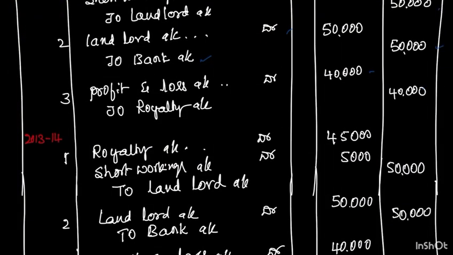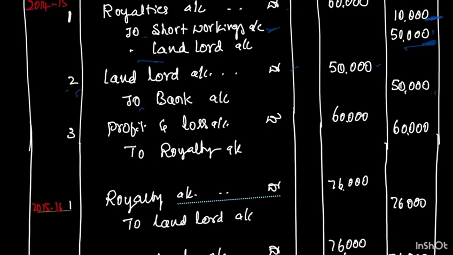Again royalty account debit, short workings account debit, to landlord account. This is the 45,000, 5,000 and 50,000. Landlord account to bank account, that is transferred, and whatever the royalty amount is, that is to be transferred to profit and loss account. The third entry: profit and loss account debit to royalty. The first column, the actual royalty that we have written, is to be taken here. Even though 10,000 is adjusted, 50,000 is not to be considered. The first column amount, royalty amount 60,000, is to be transferred to profit and loss account.